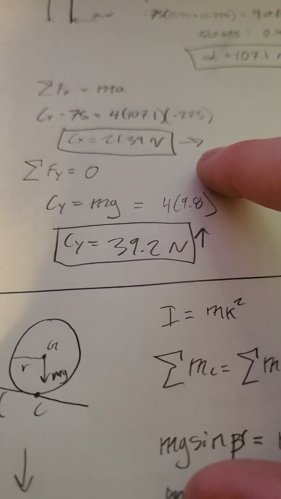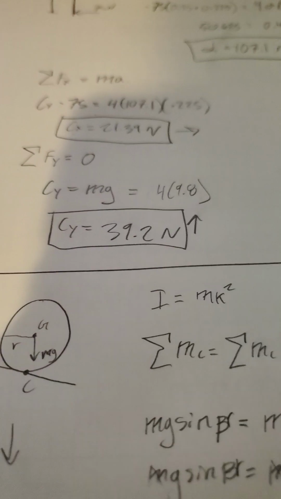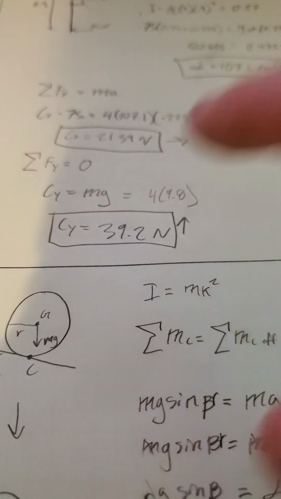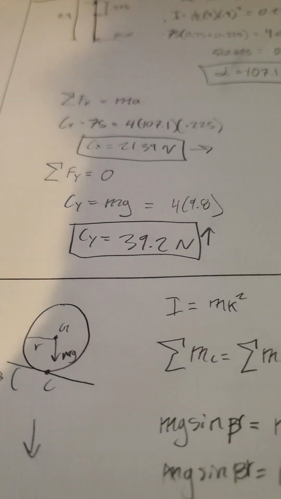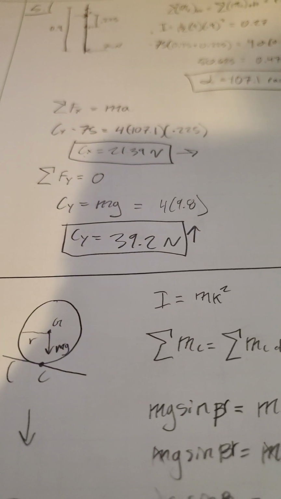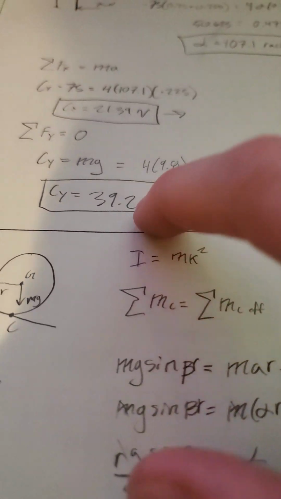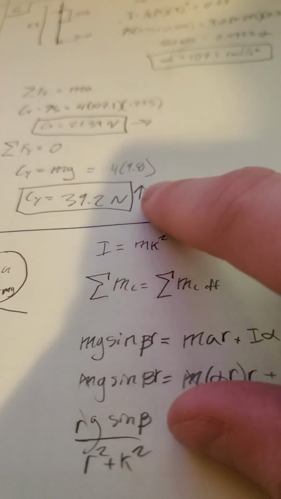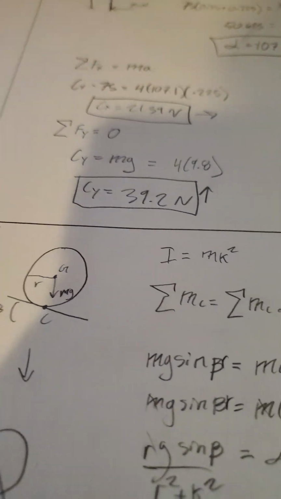You can solve for that pretty easily, and that's going to be in the positive x direction. And then the forces in the y, it's not moving in the y, so we know that's ultimately going to be 0. So Cy is just going to be the reaction force to the weight, mass times gravity. So you can solve for Cy that way. Pretty simple.